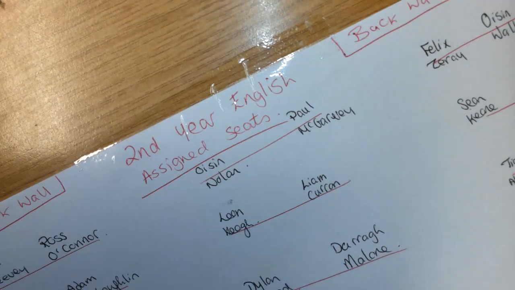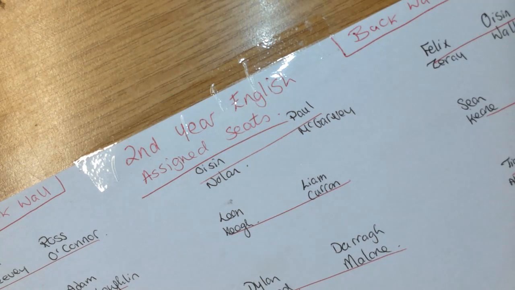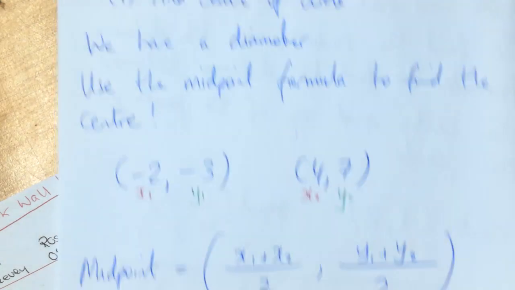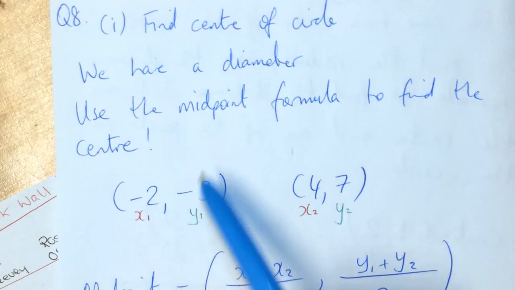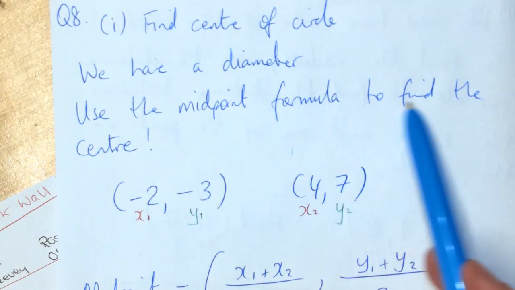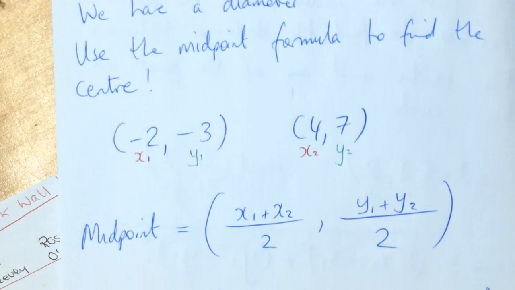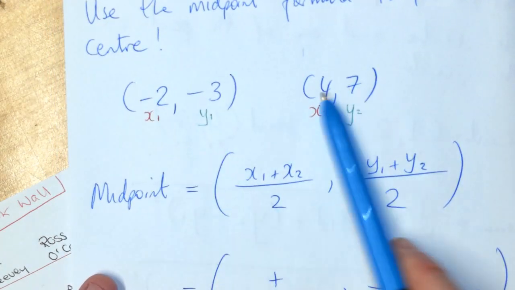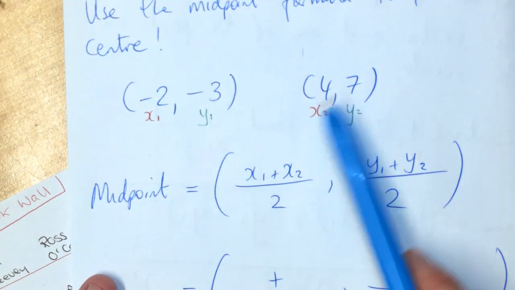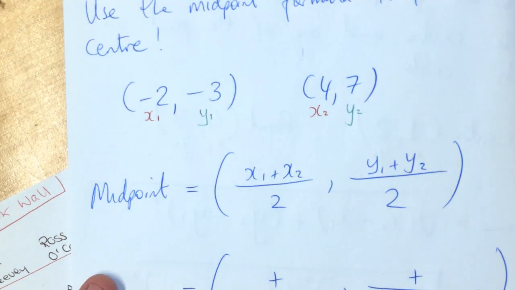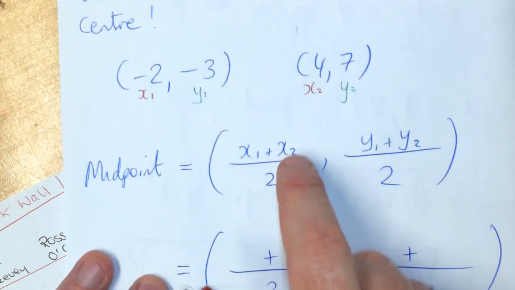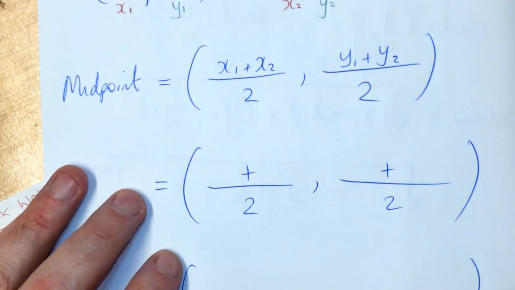So let's have a go at that first of all. Part 1 says find the center of the circle. We have a diameter, so we're going to use the midpoint formula to find the center. Here are the 2 points at the end of the diameter: (-2, -3) and (4, 7). They could be interchanged; you could have (4, 7) first and (-2, -3). But there's your formula for the midpoint.